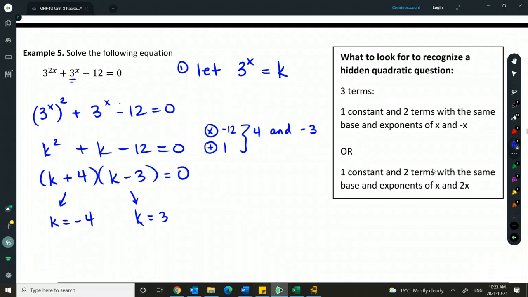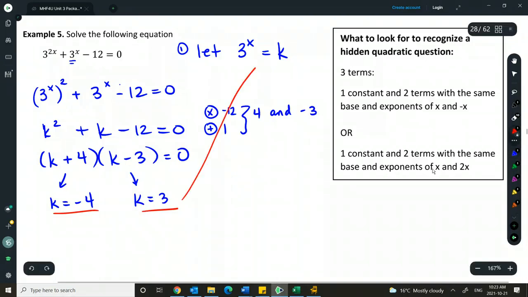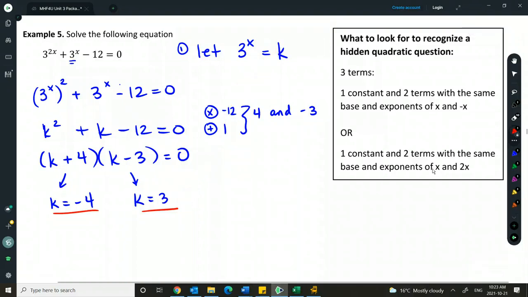These aren't the solutions, right? Because I want to solve for x. So when you create a let statement, you always need to have that let statement come back into play, and you need to solve using your let statement. So I'm going to sub each of these k values back into the let statement here, and we'll solve separately for x in each one.